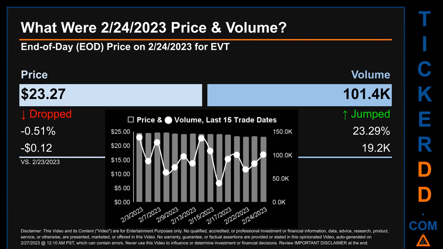Across a range of $1.47, the max and minimum end-of-day price were respectively 24.74 and 23.27. Volume saw a range of 97.6 thousand, from a day low of 40.5 thousand to a day high of 138.1 thousand.